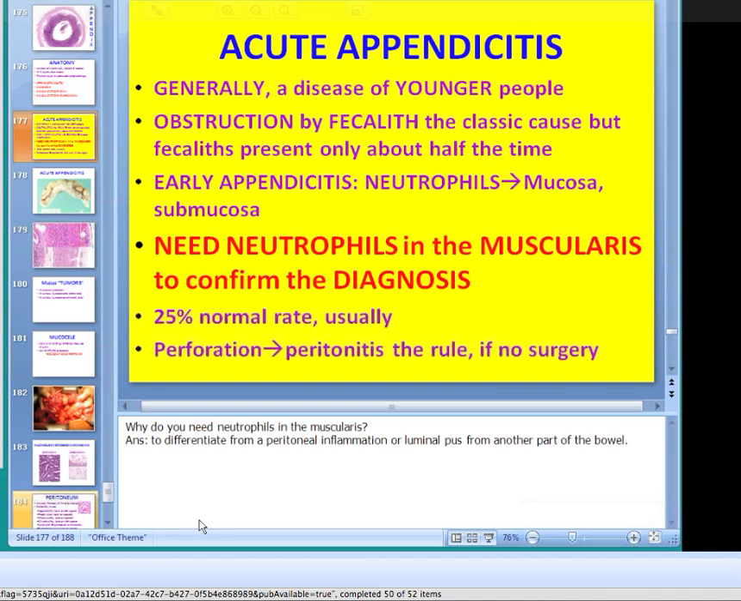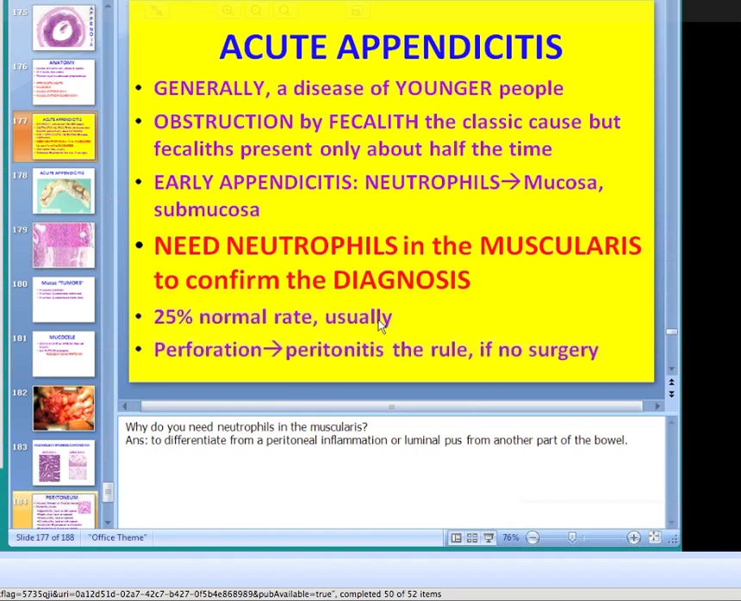Acute appendicitis is generally related to fecaliths, impacted feces. You can't always find a fecalith, but the general principle is that because you've got a big hard stone in there, it's not getting good blood supply, so it becomes inflamed. If it's very, very early, it may only involve the mucosa and submucosa, and that's usually not clinically significant. Usually you don't feel that. So to diagnose bona fide acute appendicitis, you need neutrophils in the muscularis. And that was the first question on your lab test.